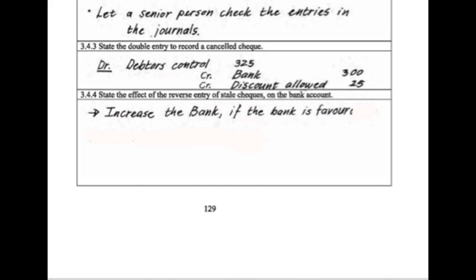If, however, bank is in overdraft, the original entry, so when the check was recorded the first time around 6 months ago, the check would have increased my overdraft. So therefore, if I increased my overdraft originally, it would now decrease the overdraft if it was to be reversed as a stale check. This is then the end of question 3.4.